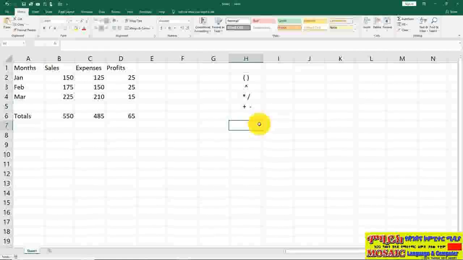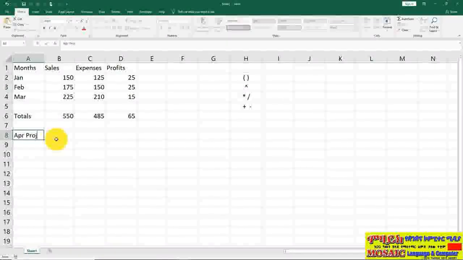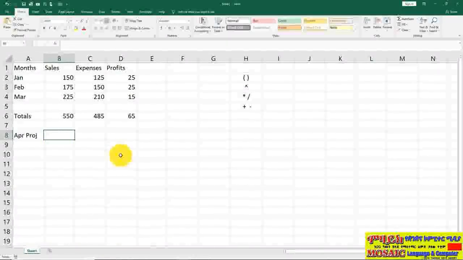I want to give you a good example of why you need to write your formulas keeping this in mind, because if you don't write them correctly, your answers will be wrong and you won't even know it. I want to come over here to cell A8 and put in April projections. What I'd like to do is predict what my April sales are going to be and also what my April expenses are going to be. There are a lot of ways to do this, but let's say that we want to take our first month and our last month and just divide by 2. That's all we want to do.